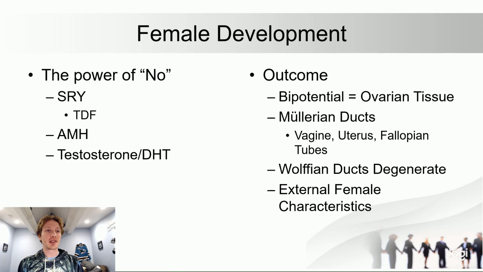In the absence of these, the bipotential gonad outer cortex develops into ovarian tissues, and the Mullerian ducts develop female accessory structures, like the upper portion of the vagina, the uterus, and the fallopian tubes. Without testosterone, the Wolffian ducts degenerate, and without dihydrotestosterone, the external genitalia take on female characteristics instead of male ones. Together, the presence of Y chromosomes and the SRY gene and the hormones produced by its influence, or the lack thereof in the case of the female gender, determine the gender of an embryo.